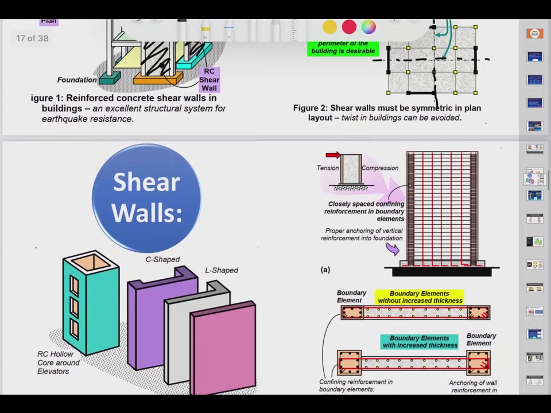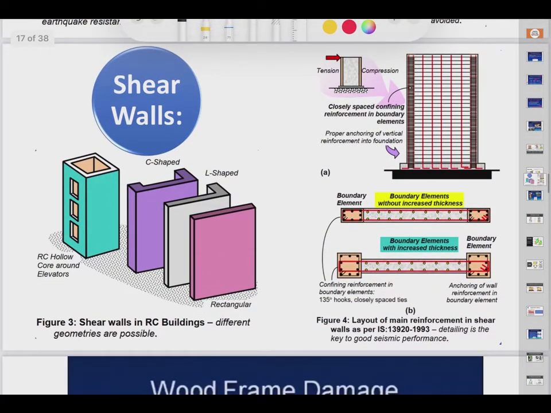Now this shear wall can have different shapes. They can be RC hollow core around elevators. Now this is a perfect example. I hope you must have seen these types of shear walls, and this shear wall is constructed around elevators or lifts.